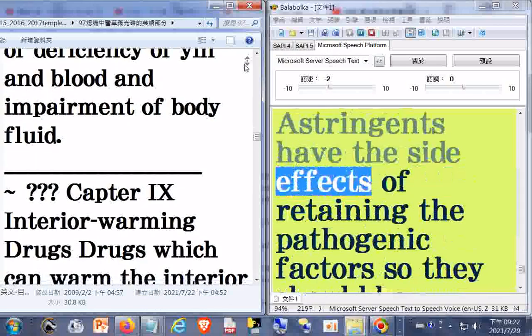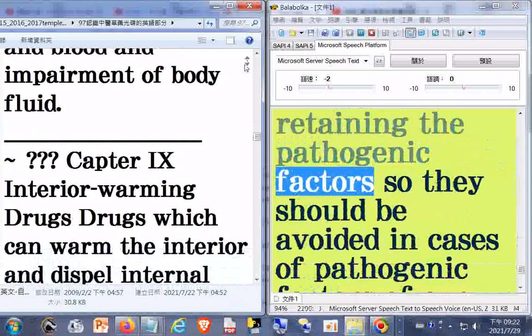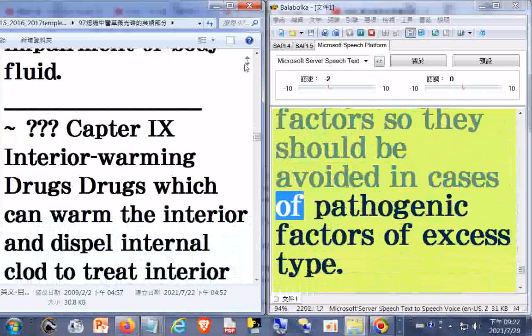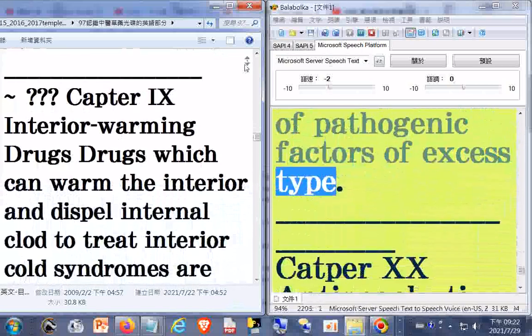Astringents have the side effects of retaining the pathogenic factors, so they should be avoided in cases of pathogenic factors of excess type.